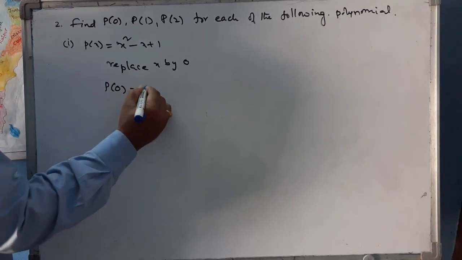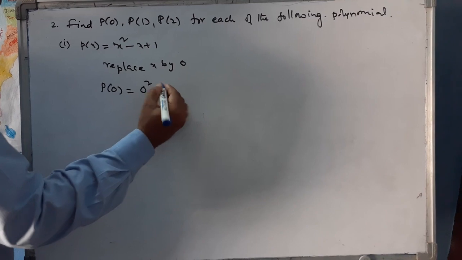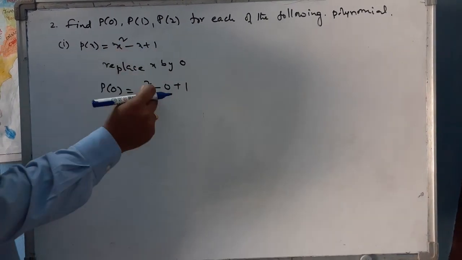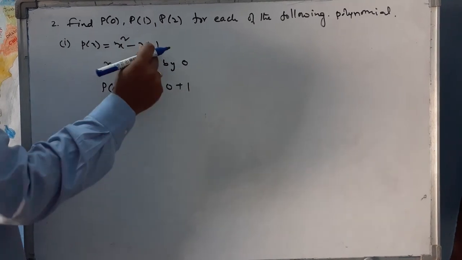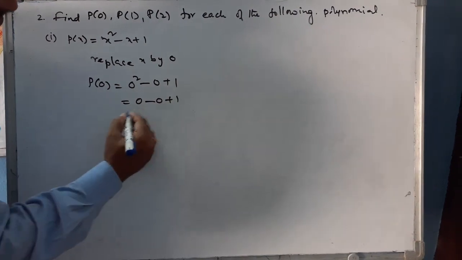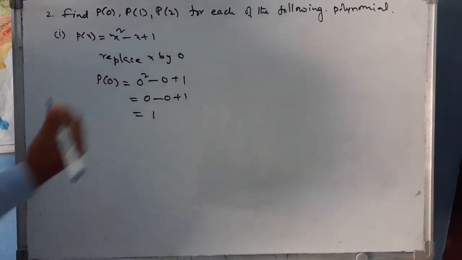P of 0 is equal to 0 square minus 0 plus 1. x square means 0 square, minus x means minus 0, plus 1. So 0 square means 0, minus 0 plus 1, that is equal to 1.